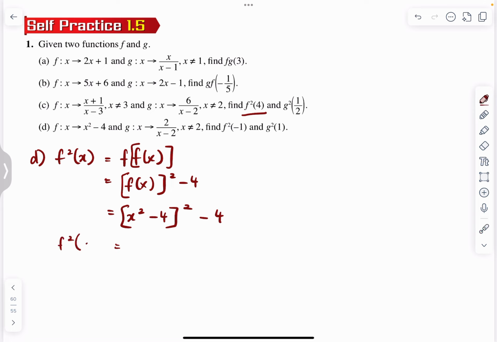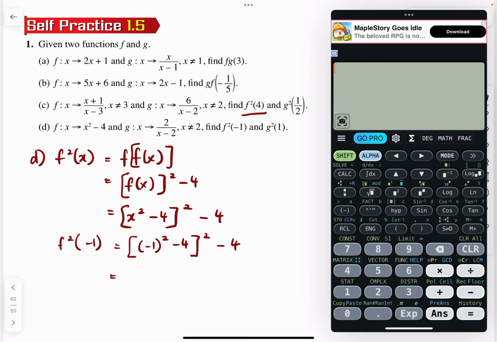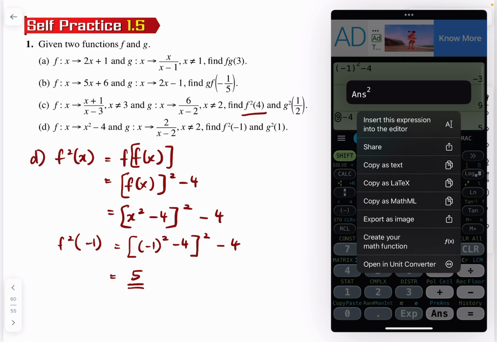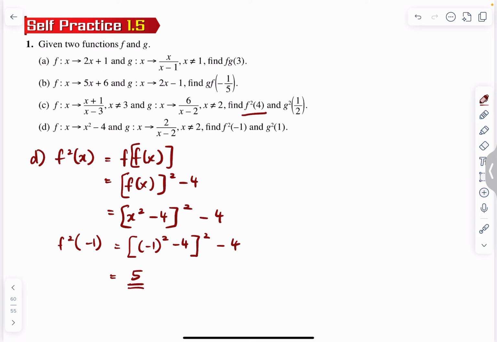So f squared of negative 1 is (negative 1 squared minus 4) squared minus 4. So just put this in the calculator. Negative 1 squared minus 4. Then we square the answer. Minus 4. So we get 5. Okay, so you can just use the answer lah. This calculator has the option. So you do negative 1 squared minus 4 first, then we get negative 3. So then the negative 3 we square it, we get 9. And then 9 minus 4 we get 5. Done. Okay, next.